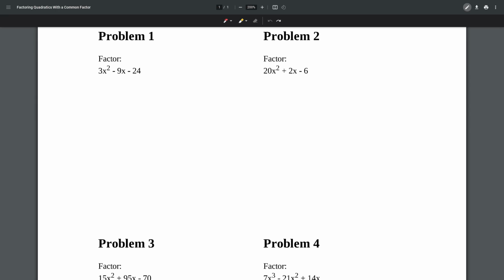In this video, we're going to look at factoring quadratics that have a common factor that you can factor out before you proceed to factor the rest of the quadratic. So let's look at problem 1.